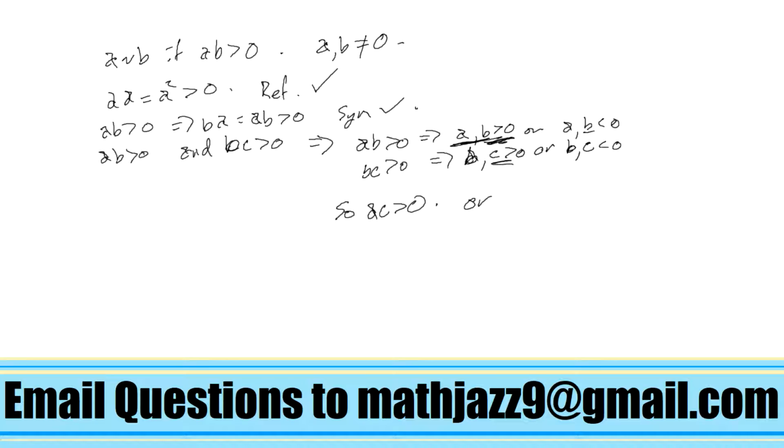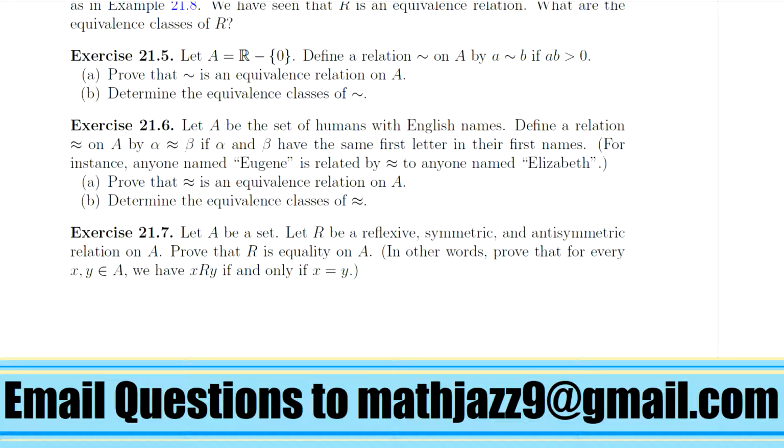Or if B is less than 0, then A is less than 0 and C is less than 0. So AC is going to be a negative times a negative, which is still positive. So A is related to C, and we are transitive. Great. This is an equivalence relation. That was part A of the proof. Let's see what part B was.